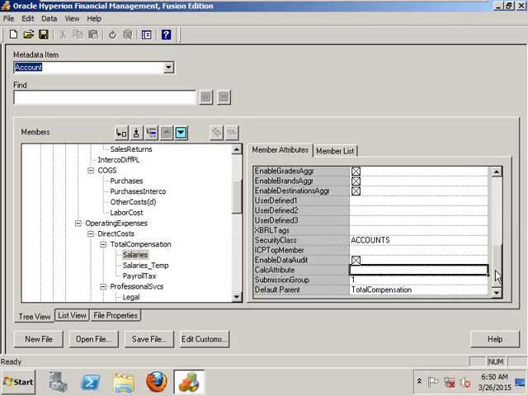Calc attribute is the option where you can give descriptive information, so the user can understand why we are using this member. If there is any calculation in the background, we need to write some descriptive information. It stores 256 characters as per the UI standards. And submission group, we can see at the time of process management.